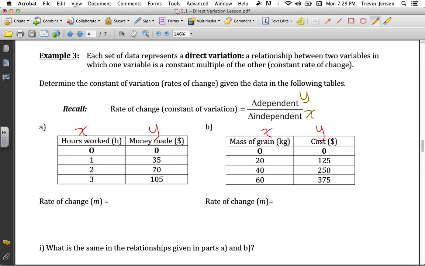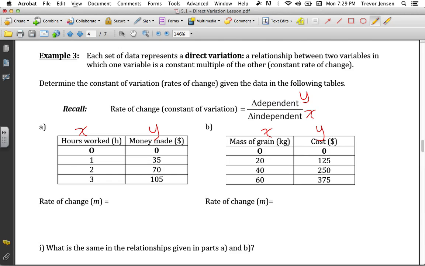So my two variables are hours worked and money made for part A. The dependent variable is money made, which depends upon the hours worked, and that makes sense. The amount you make depends upon how long you work for. So let's calculate our rate of change, or our constant of variation, by doing the change in. Remember, that triangle means change in. So the change in y divided by the change in x.